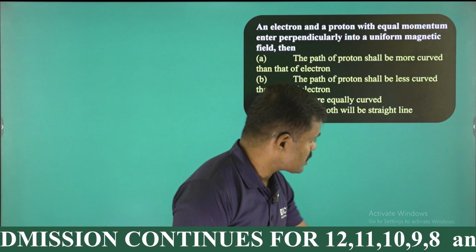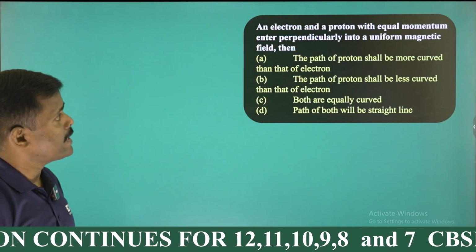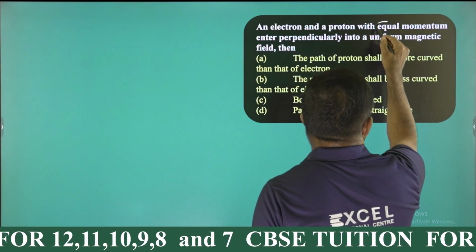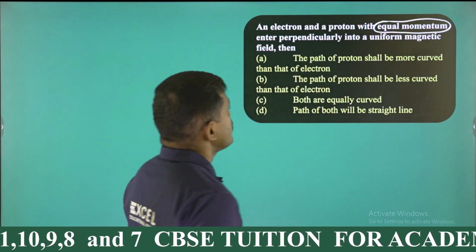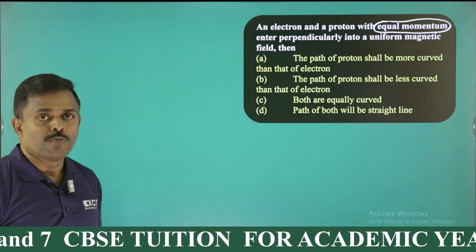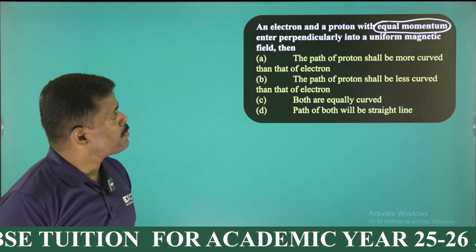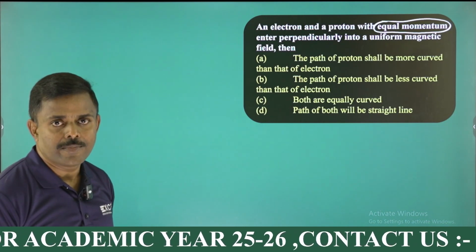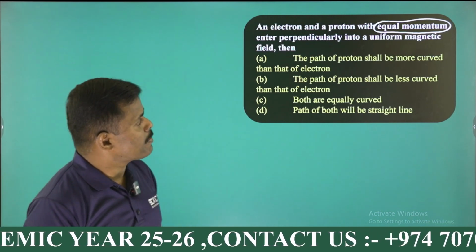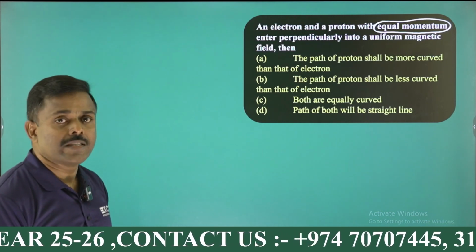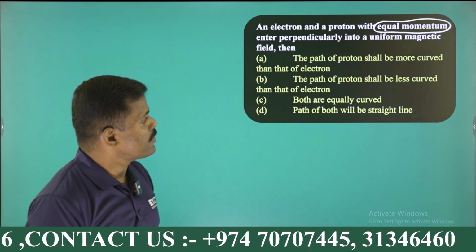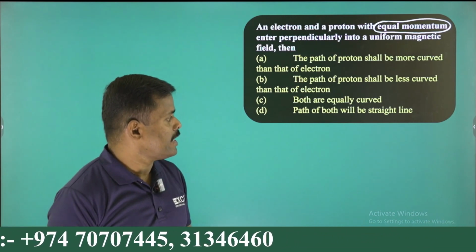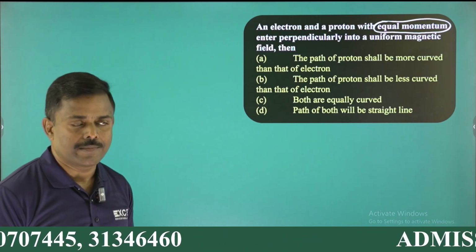Now let's move to the last question today. An electron and a proton with equal momentum. That is a keyword. They can ask the same question with equal velocity also. A proton and an electron with equal momentum enter perpendicularly into a uniform magnetic field. Then the path of the proton shall be more curved than that of the electron; less curved than that of the electron; both are equally curved; path of both will be a straight line.